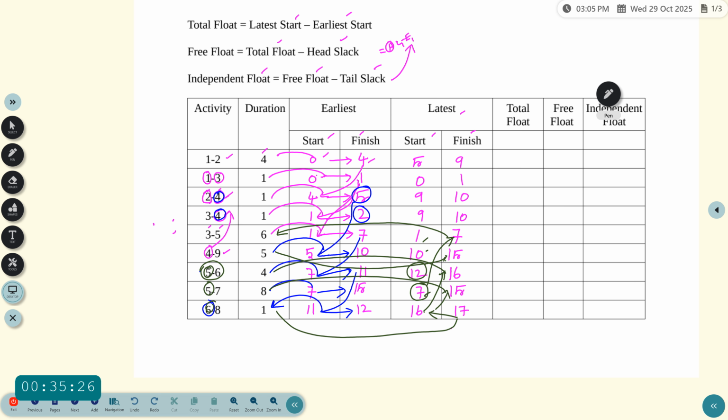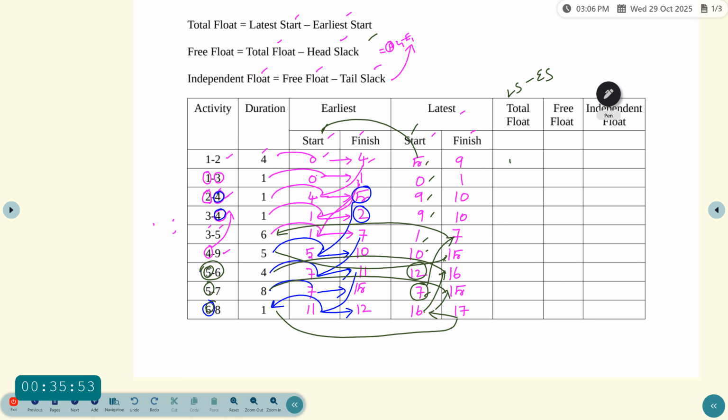So similarly, we have to find previous values, which is 9, 9, 0 and then 5. Now go to the total float using the formula: total float is equal to LS minus ES, which means latest start minus earliest start. So latest start, this one, and then earliest start, this one. 5 minus 0, which is equal to 5. And then another value, 0 minus 0, 0.